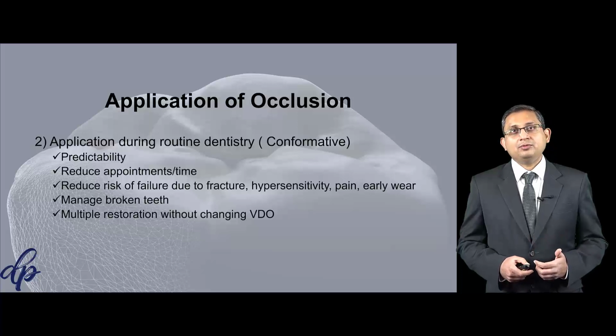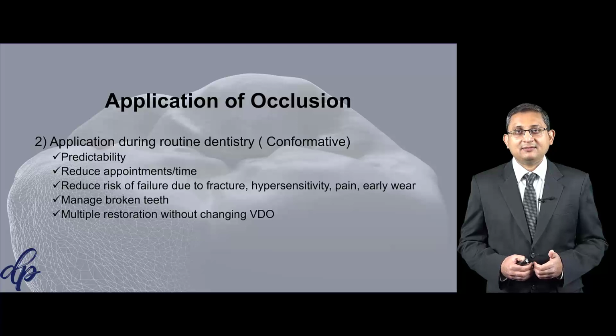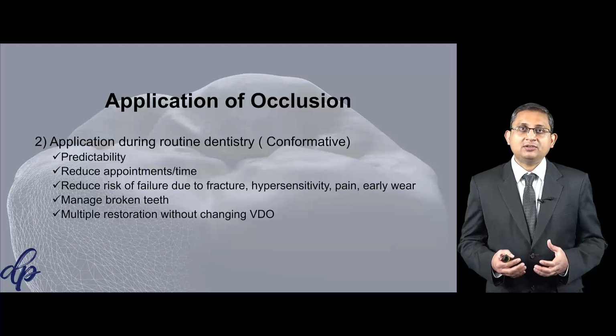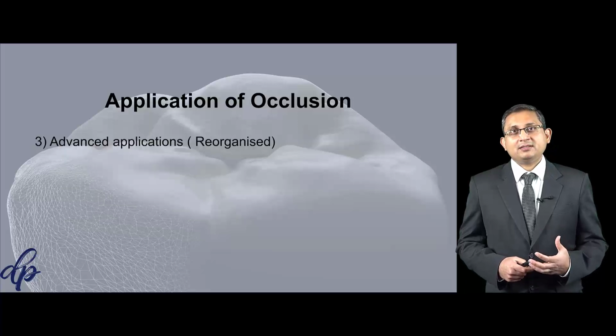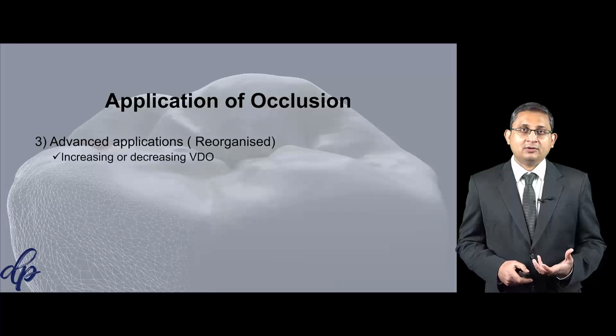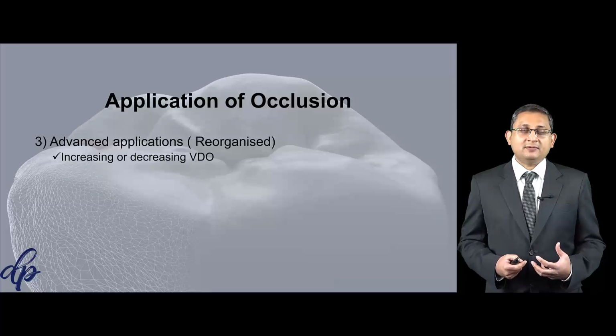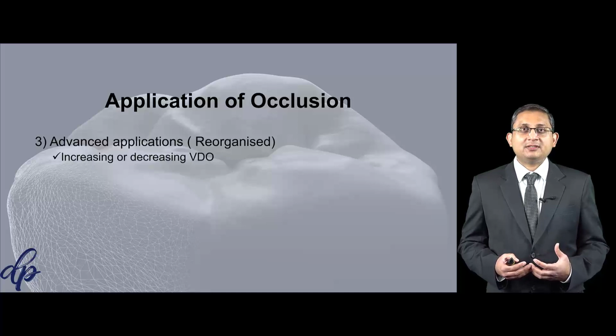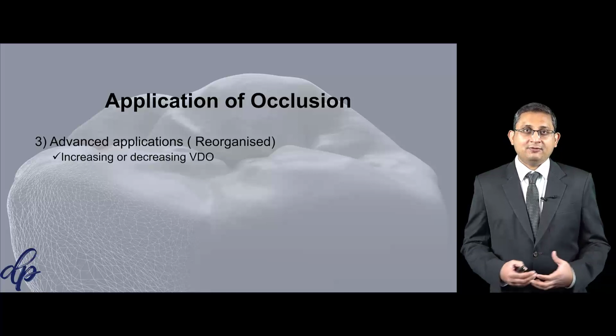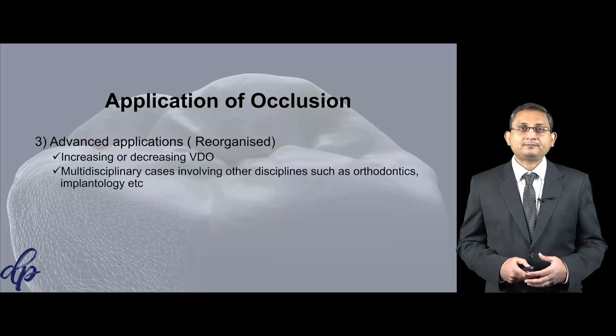You will be able to restore multiple teeth without changing VDO. If the patient doesn't need an increase in vertical dimension of occlusion, you will still be able to do multiple restorations without changing VDO. When you are doing advanced treatment, of course, knowledge of occlusion is very, very important if you're increasing or decreasing vertical dimension of occlusion. And in my opinion, if you're doing any of those treatments, you need to go back to basics, go back to centric relation position, and work your way forward from there.